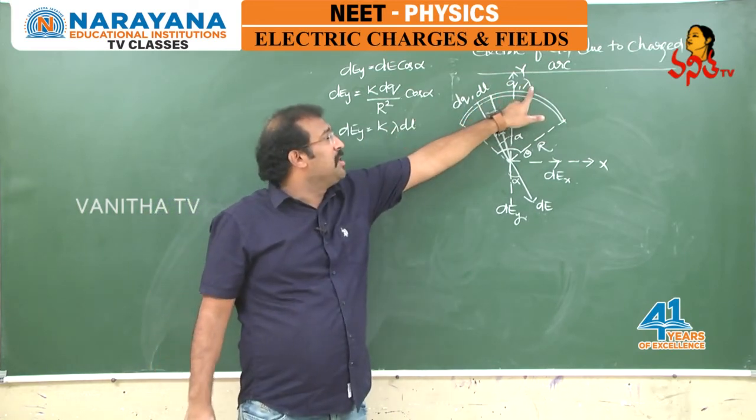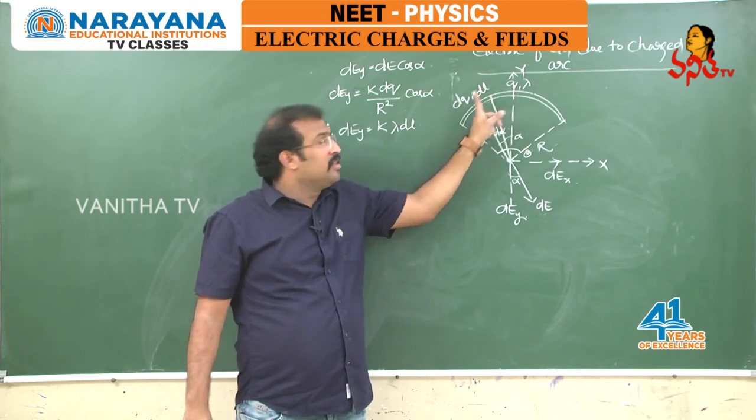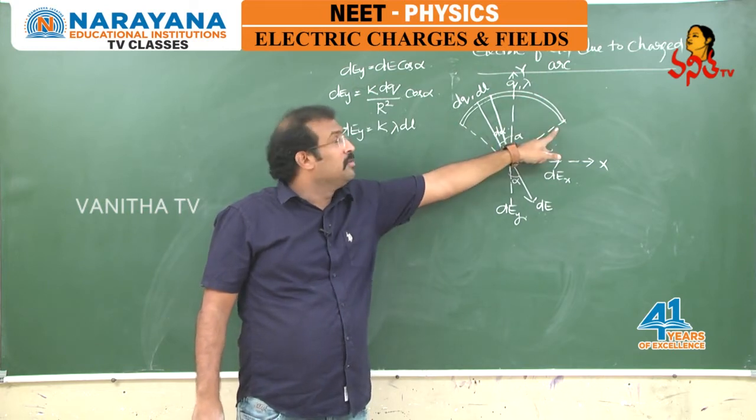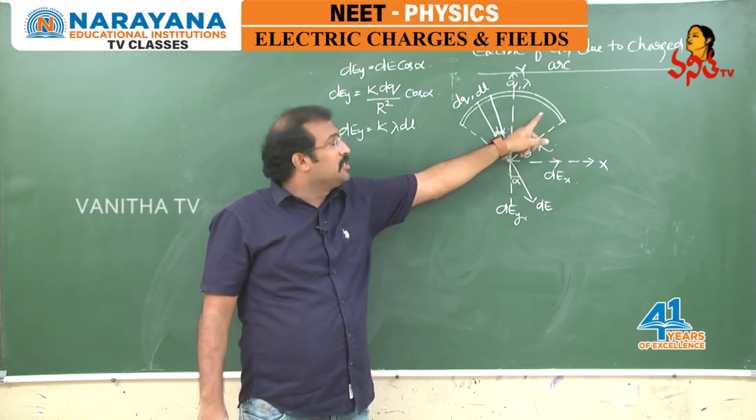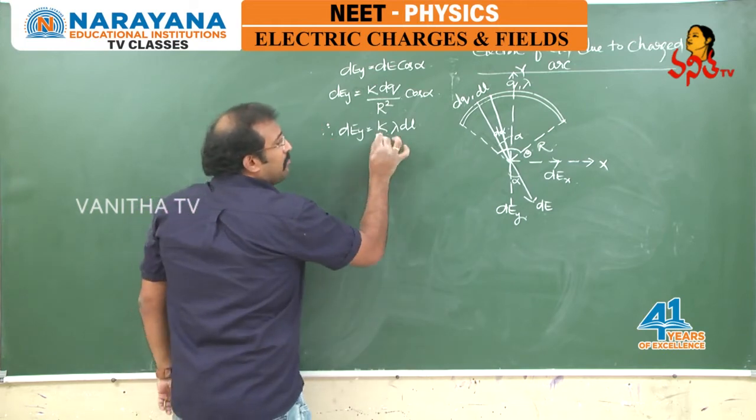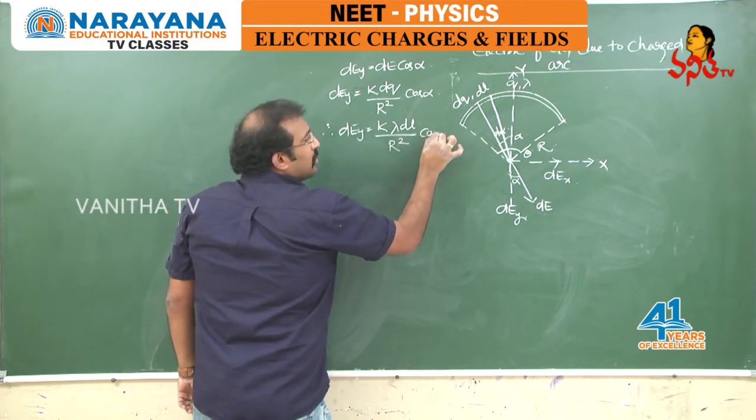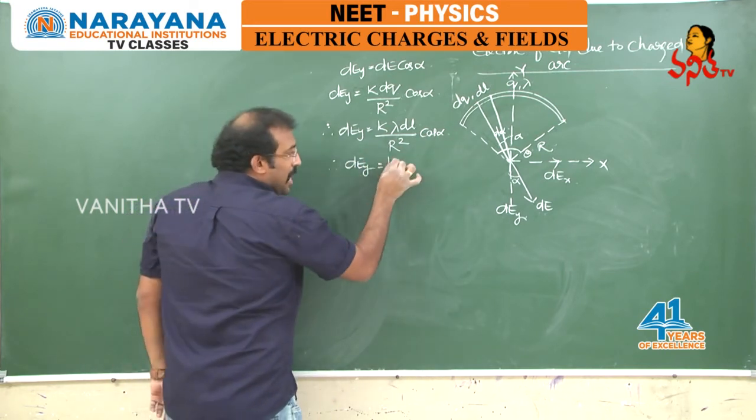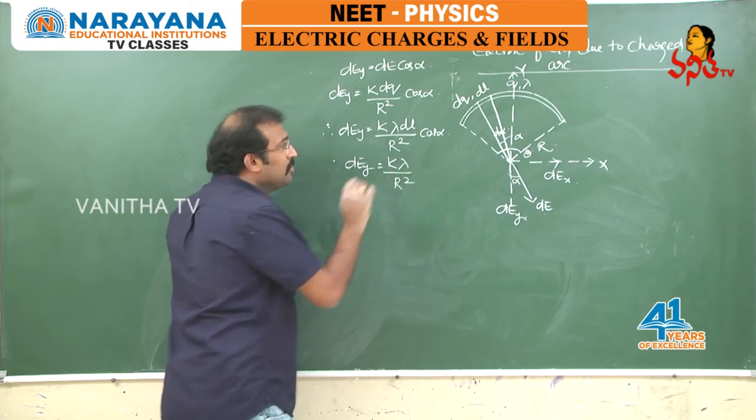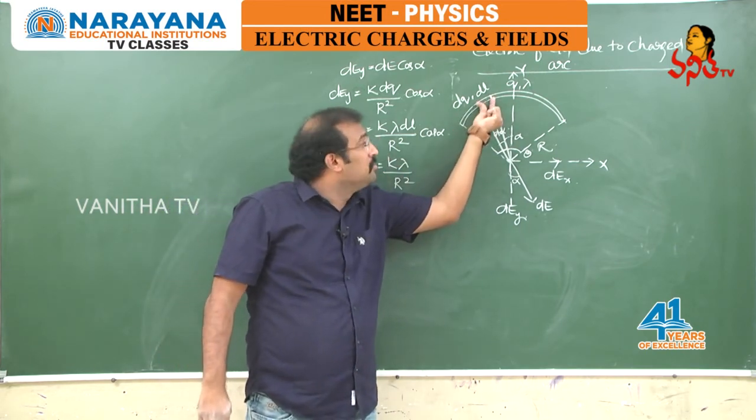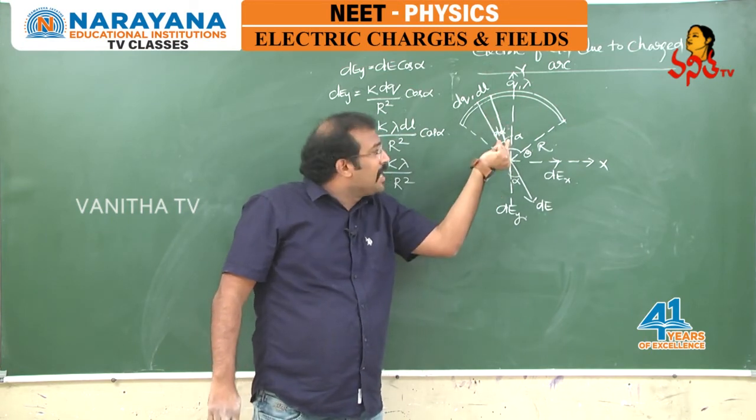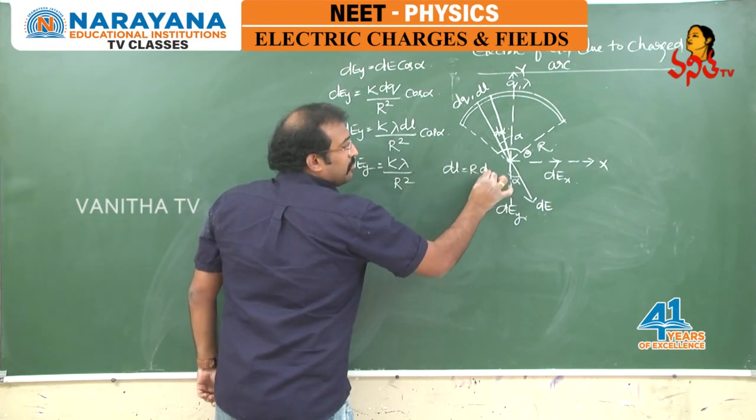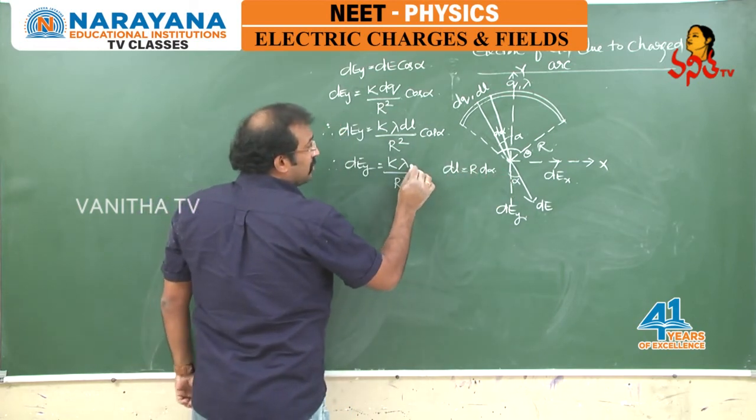The charge density of this arc is lambda. Lambda is charge per unit length, dq by dl, and it remains constant for each and every element and for the total one. So it indicates that it is uniformly distributed charge. So k lambda dl by r square into cos alpha. We know that arc length dl is equal to radius of the arc into the angle subtended by it at the center, so dl is equal to r d alpha, which I am going to substitute here.